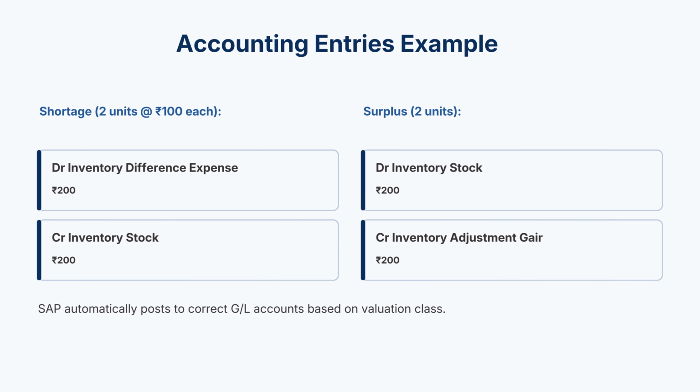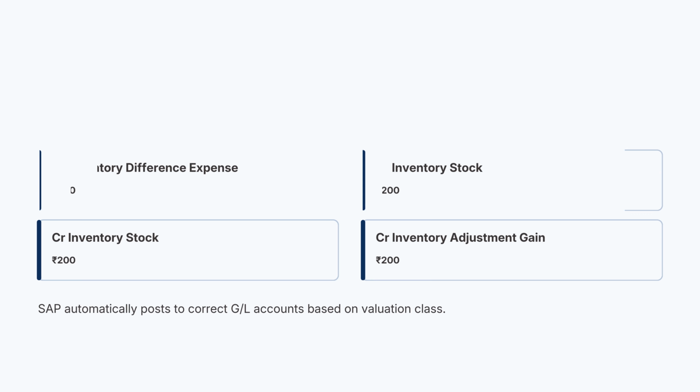Accounting entries example. For example, suppose 2 units are missing, each valued at 100. SAP debits the inventory difference expense account 200 and credits inventory stock 200. For surplus, the entries reverse. Inventory stock is debited and gain is credited. These postings occur automatically without any manual journal entry intervention.